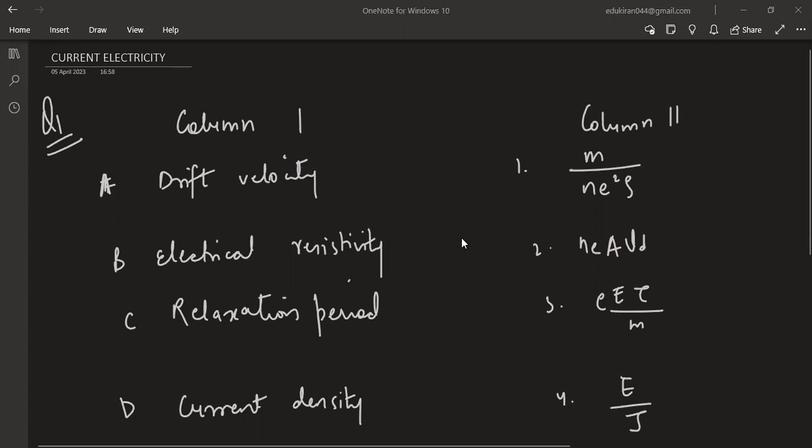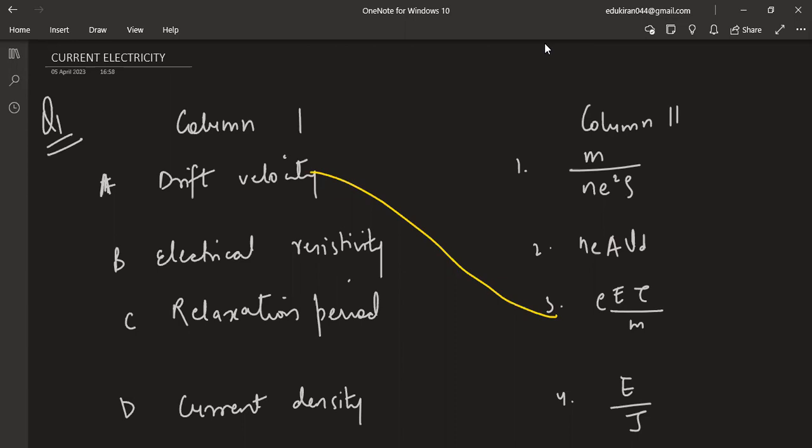Drift velocity, just now we did it, E tau by m. Didn't we do this? So A was 3. Now electrical resistivity, class. See, for electrical resistivity, you have the formula divided by n e squared by rho. This is itself resistivity. n e A v_d you have, and you have E divided by J. So see, v_d drift velocity is e E tau by m.